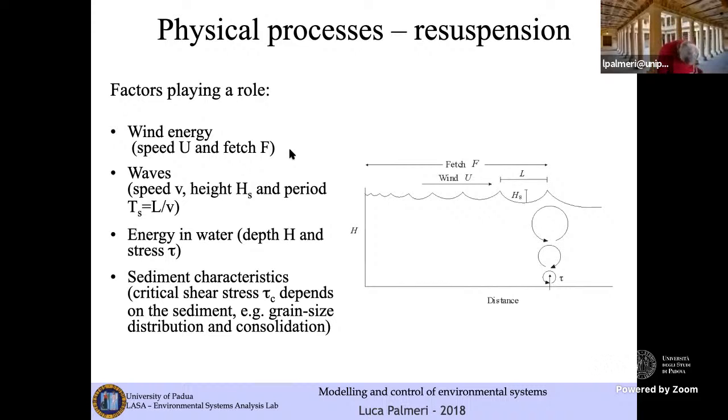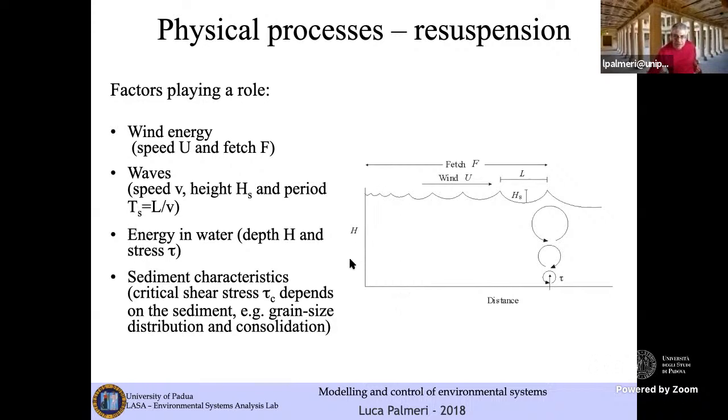Now let's try to build a model that describes the reverse process of settling. As I told you, the two processes that describe interaction between the water column and the sediment are settling and resuspension. We have just introduced a model that describes settling. Now let's take a look at a model that we may employ to describe resuspension. What are the factors playing a role in a resuspension process? What is resuspension? Resuspension is the movement of substance from the sediment into the water column.